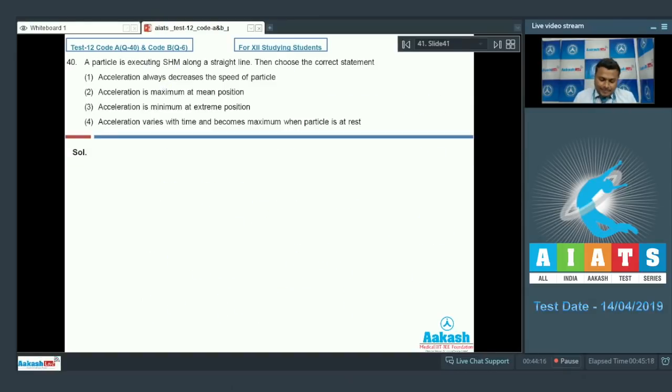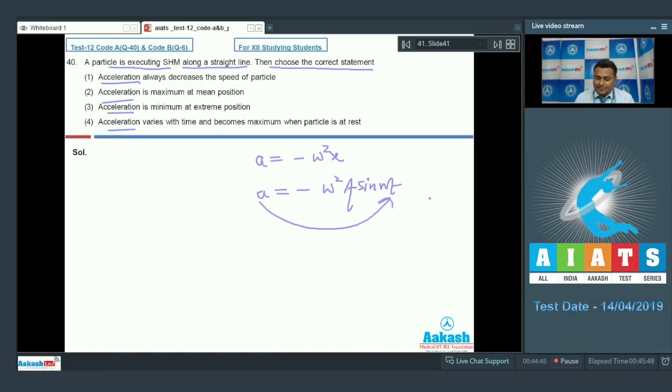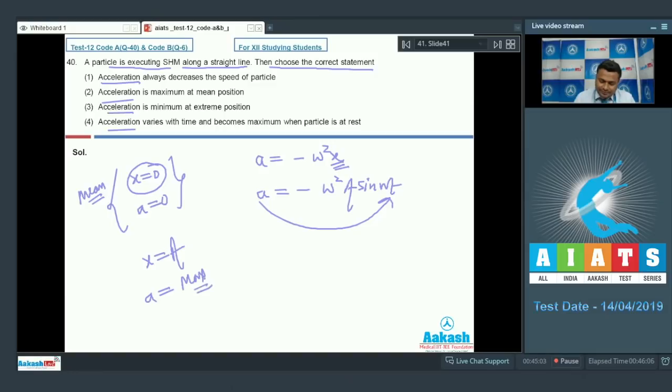So here is question number 40, everyone. A particle executing SHM along a straight line. Choose the correct statement about acceleration. Now we know that acceleration A is given as minus of omega square x, where x can be written as A sine omega t. Acceleration is time dependent. Once again, here x is the displacement from the mean position. If x is 0, A will be 0. This is at the mean position. Acceleration is minimum. At x equal to amplitude, acceleration is maximum.